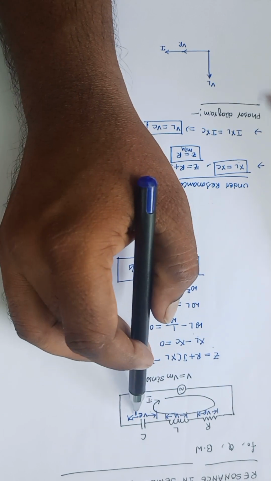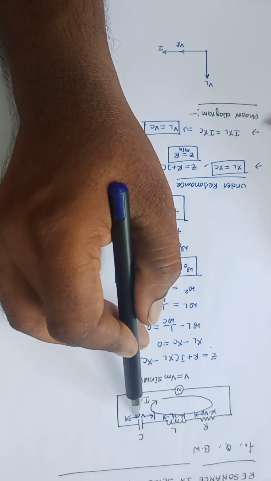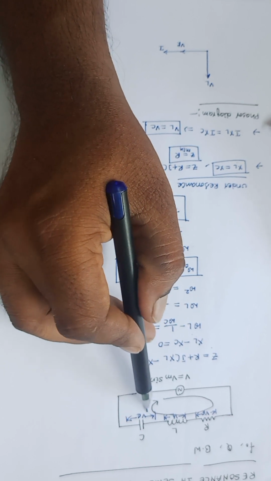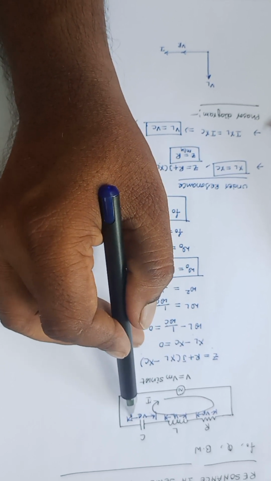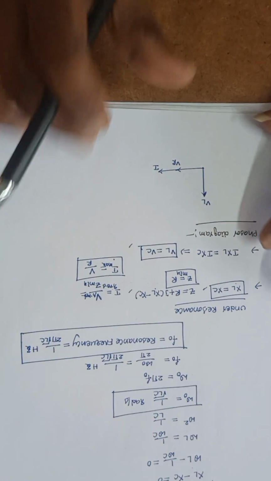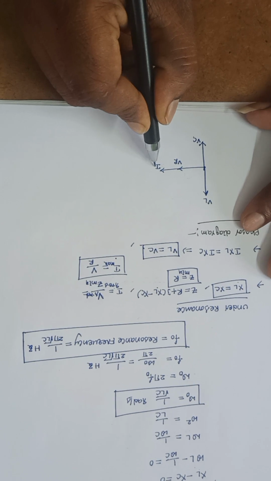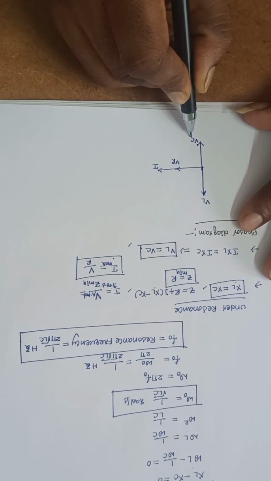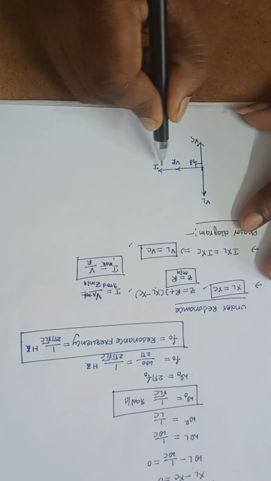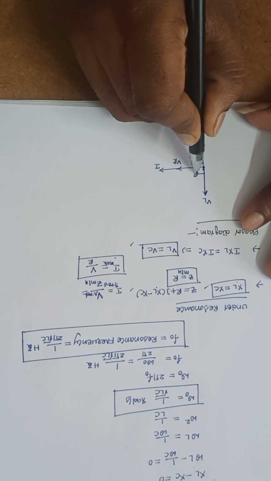Next, in a pure capacitor, the current leads the voltage across the capacitance by 90 degrees, or we can also say that the voltage across the capacitor lags the current flowing through the capacitor by 90 degrees. Lagging means it will be like this. The voltage across the capacitor lags by an angle of 90 degrees with this one, while the voltage across the inductor leads by an angle of 90 degrees.